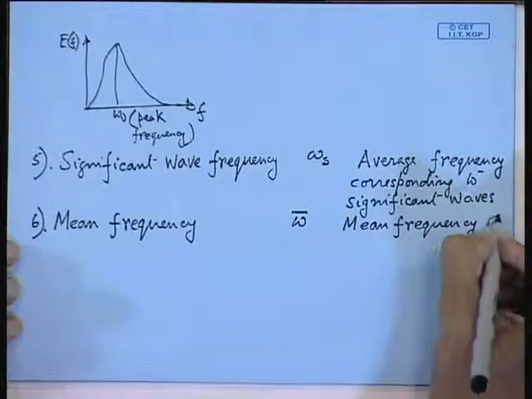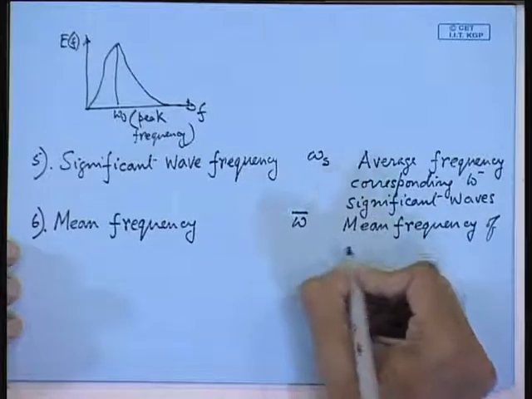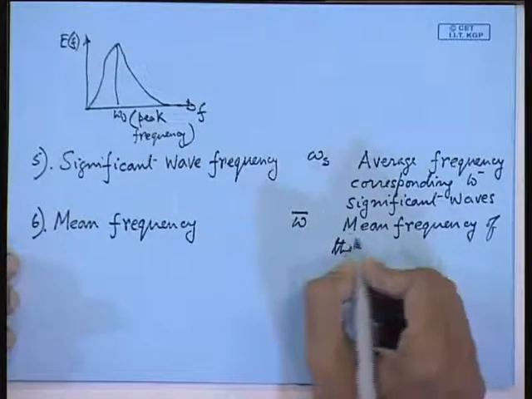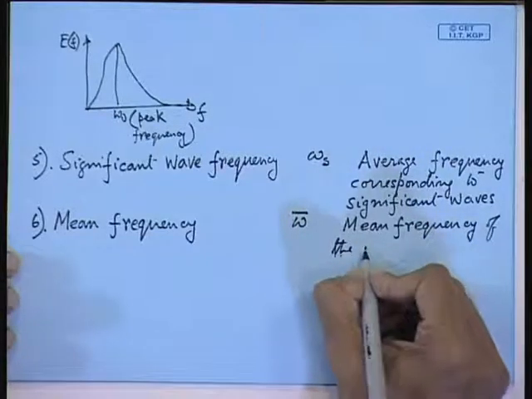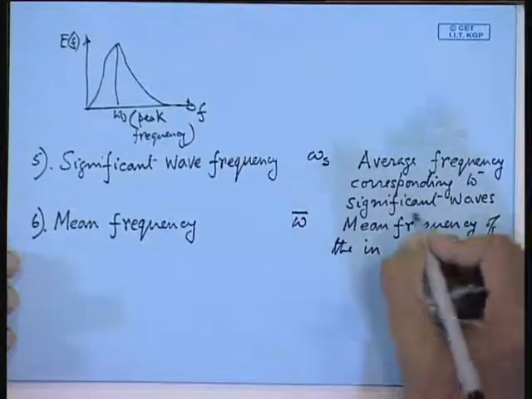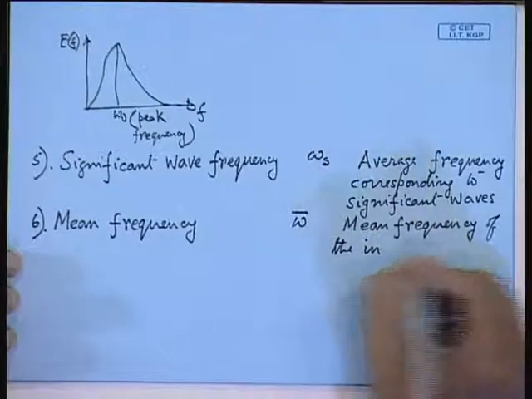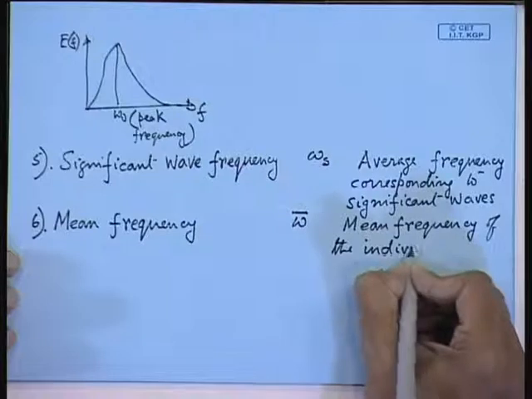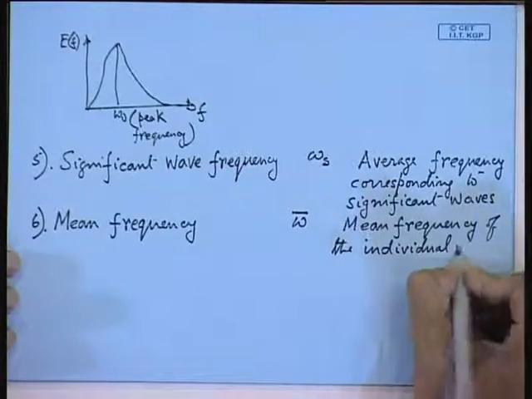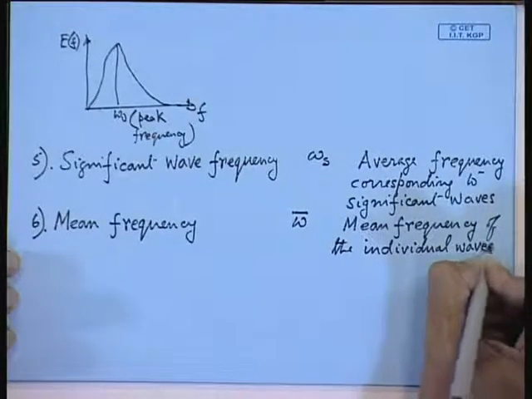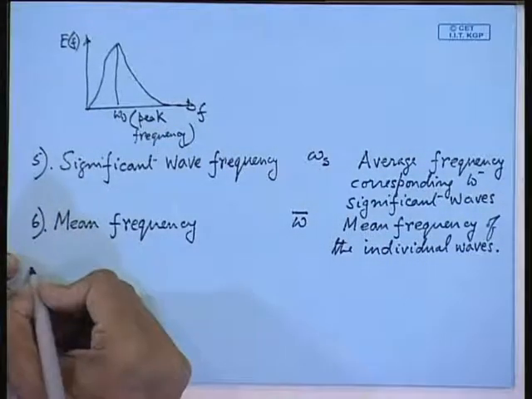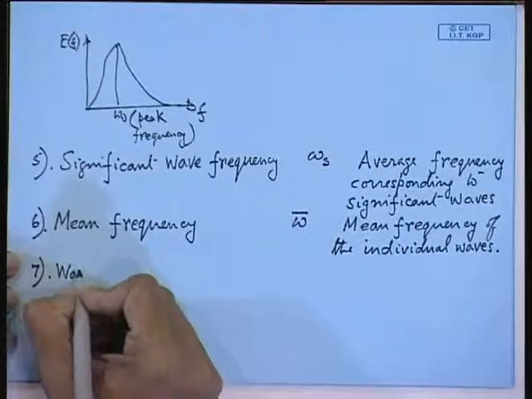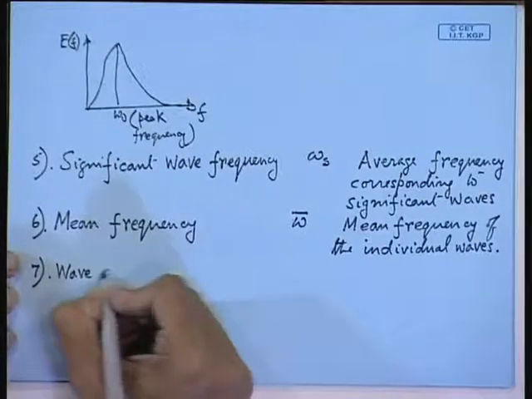Mean frequency of the individual waves. Now, all this pertains to short term record, not long term. I am not writing short term in every case, but it is understood. Mean frequency of the individual waves. The last term is not that much used, but still this is called the wave standard deviation.